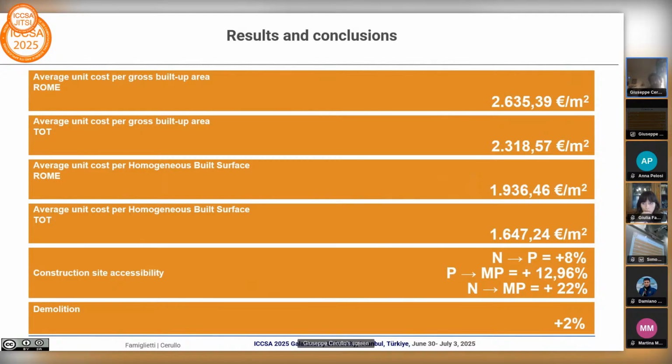Then, if we analyze the unit cost calculated using the homogeneous building surface, we see that for the Roman building, the value range from around 1,800 to about 2,100 euro per square meter, with an average of around 1,900 euros per square meter. Overall, the average homogeneous build surface unit cost for the forecast study, so total, is approximately 1,600 euros per square meter. In addition, depending on the different characteristic of the building, it's possible to apply the correction factor we saw earlier.